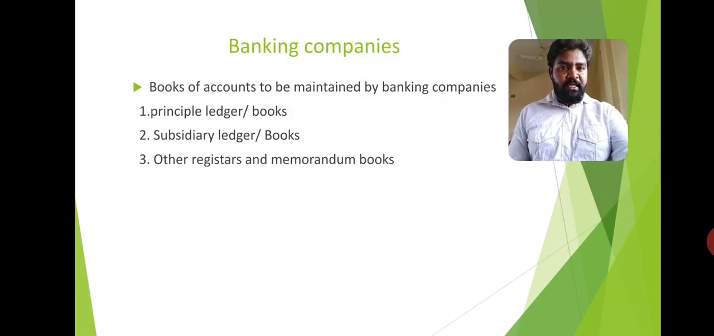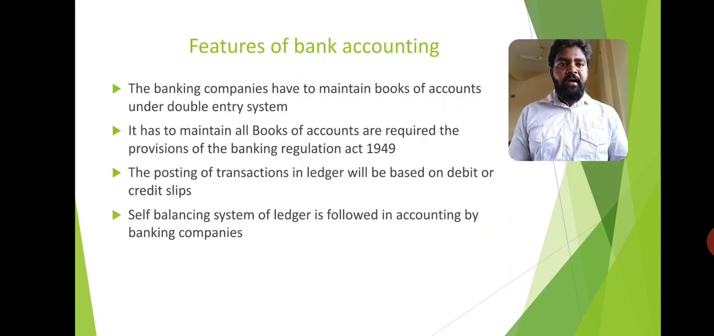Okay, now come to the next concept, that is features of bank accounting. See, the banking companies have to maintain books of accounts under the double entry system. All the banking companies compulsorily should maintain a double entry system of bookkeeping while maintaining books of accounts. Then all books of accounts are required to follow the provisions of the Banking Regulation Act 1949. While maintaining books of accounts, banking companies should follow the provisions of the Banking Regulation Act 1949.